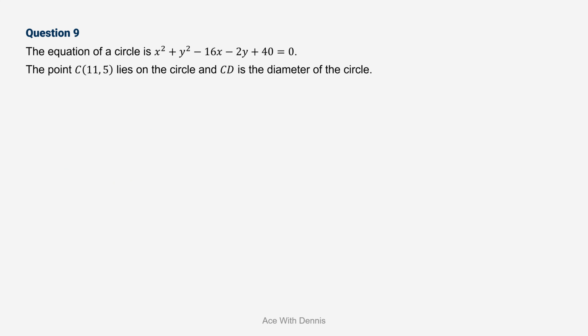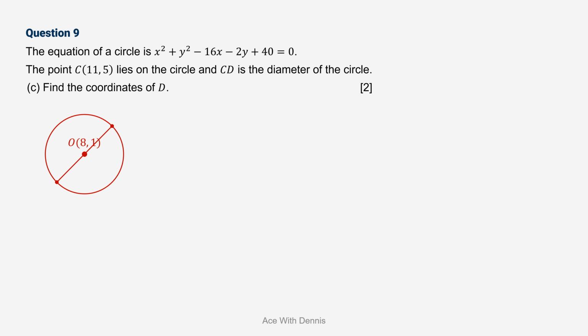The point C (11, 5) lies on a circle and CD is the diameter of the circle. C. Find the coordinates of D. 2 marks. So to illustrate this case, let's draw a circle with the center O with the coordinates of (8, 1). So this is the diameter of the circle. This point is point C with the coordinates of (11, 5). This point is point D, and let's label the coordinates of D as (p, q).